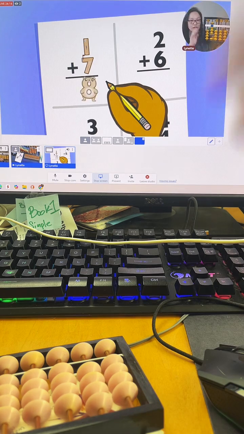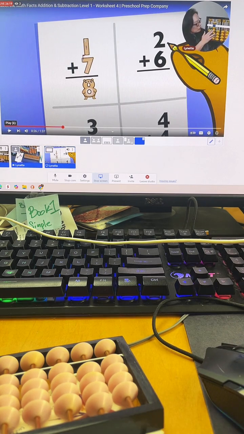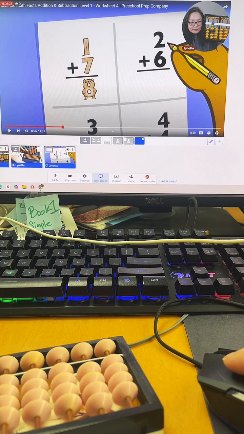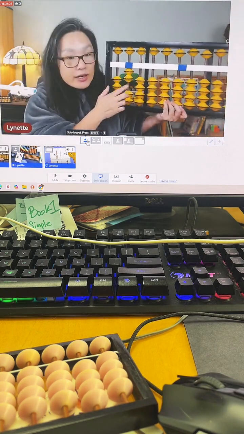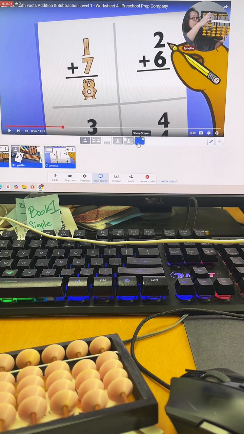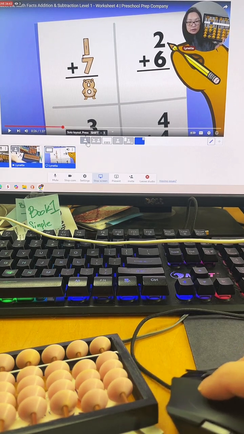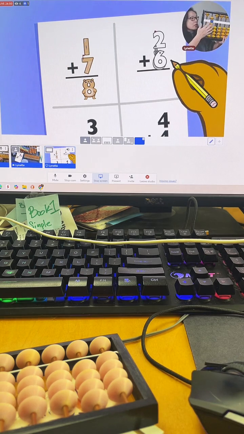So we have 1. The question is 1 and then 7. So we add 7. How do I add 7? 5, 6, 7. So we add 7, like that. But notice the answer is 8, right? But I don't have to worry about formulas. So here we add 8. Okay, great. So now what's the next one?